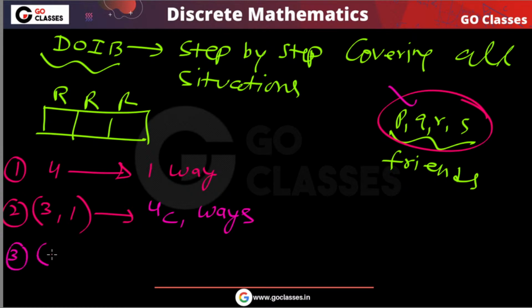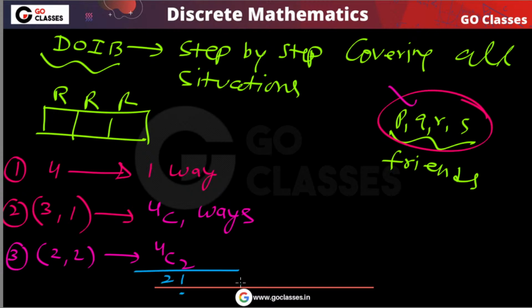Another way is 2 friends together and 2 friends together. In this situation, how many ways are there? Can I say 4C2 ways are there? Actually, no. It is 4C2 divided by 2 factorial.